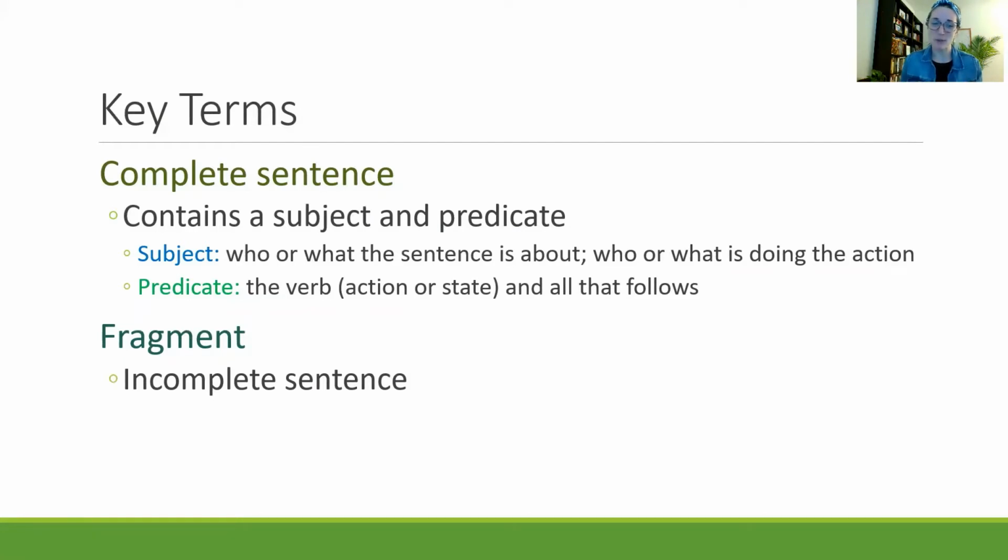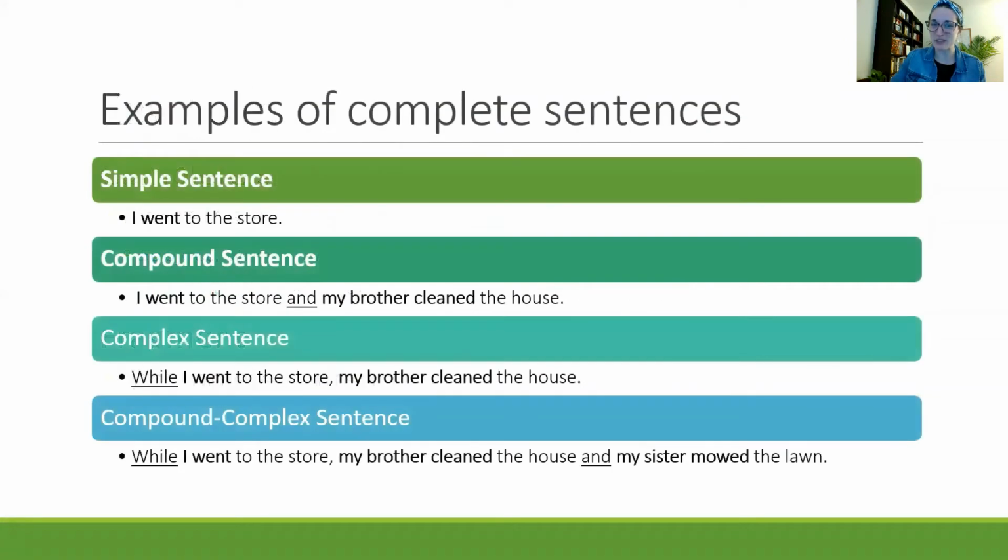Many people like to remember this as having a subject and verb. That's a simplified way of remembering it, but if it helps you keep some of these key points intact, that's also a good thing to think about. A fragment then is the opposite of this. It's an incomplete sentence. So it is some words, but they don't ultimately convey a complete sentence in its meaning. Let's look at some examples of that.